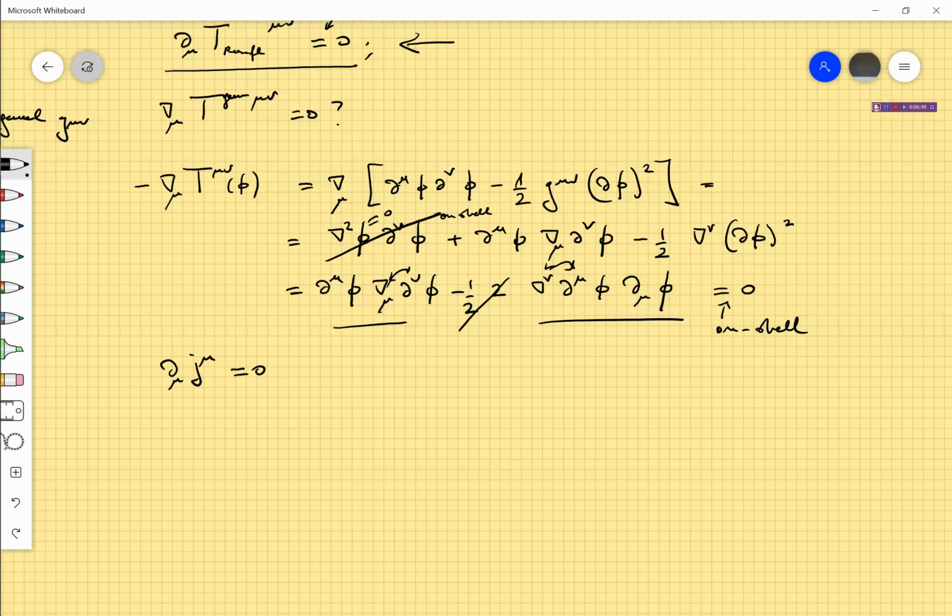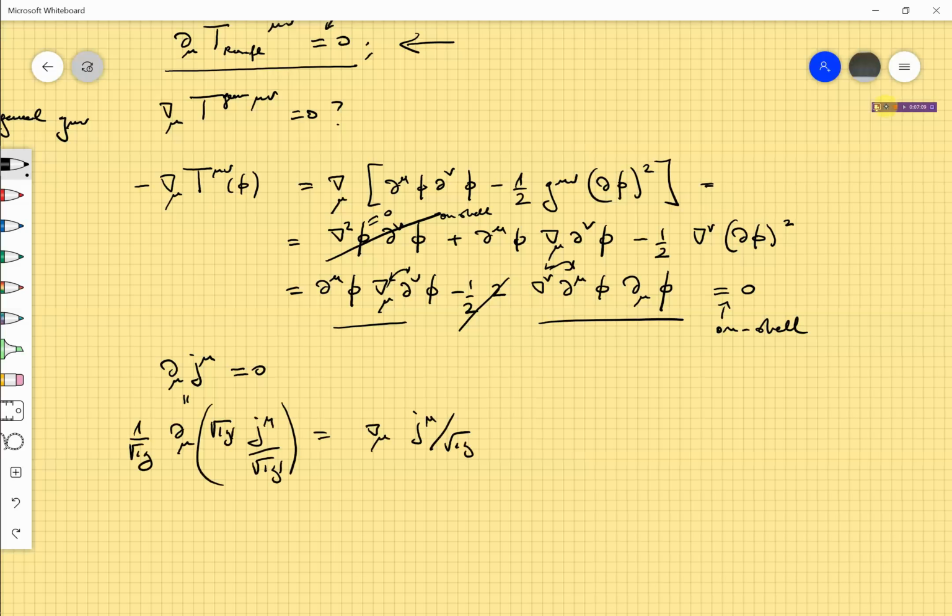This, for a current, so for something with only one index, is the same as, I divide by square root of g, and here I multiply and divide. Okay, and this is the same as this. So if I have a covariant conservation law like this, I can rewrite it like this. In this sense, they are basically equivalent up to this factor of square root of g.